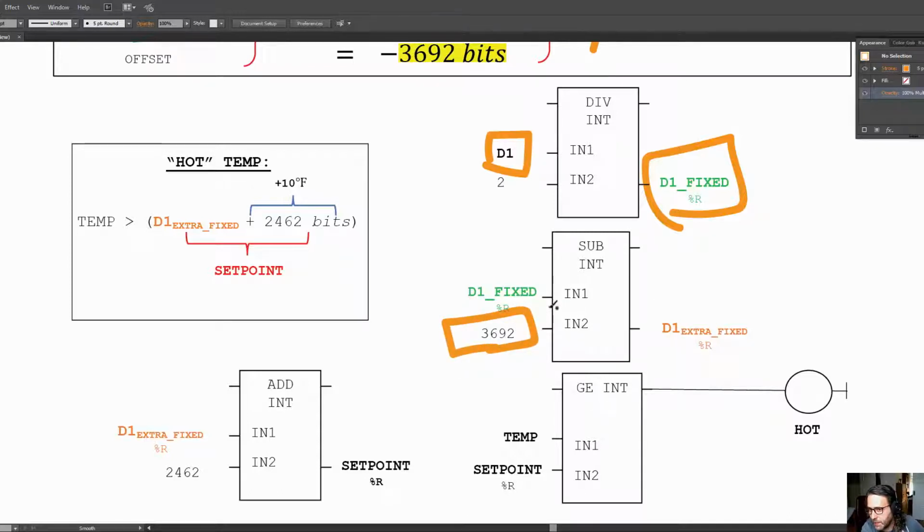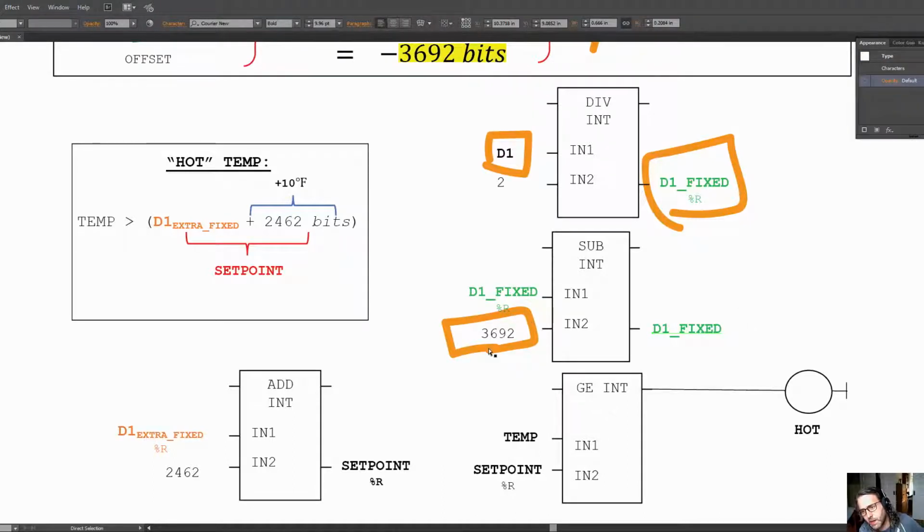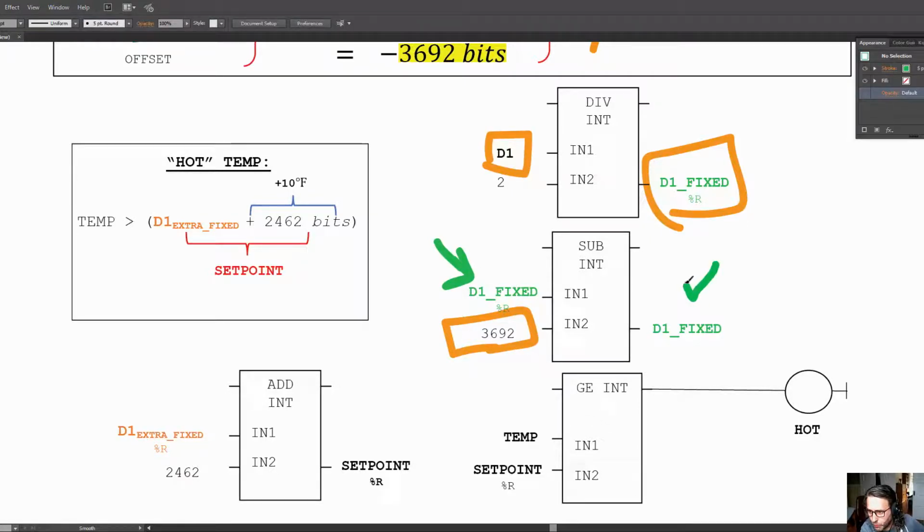And so I gave myself another variable for that. You don't have to do that. You could, if you wanted to, take D1 fixed, subtract off 3692, and then store that new number in D1 fixed. So you're essentially replacing the contents of D1 fixed with this new number and writing over it.